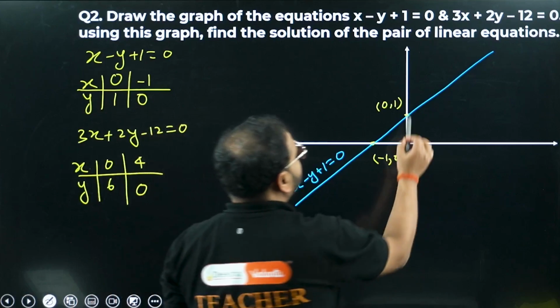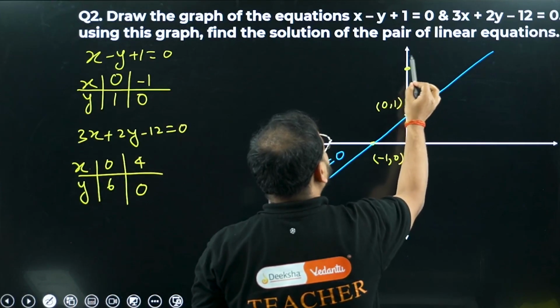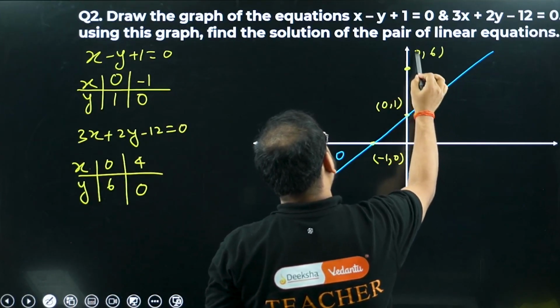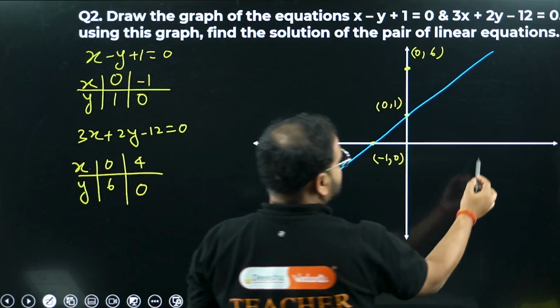0, 6 is somewhere here. Please check. What is this? 0, 6. And 4, 0 is where? Somewhere over here.